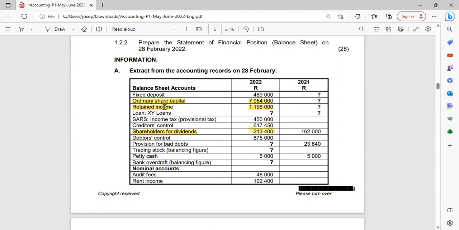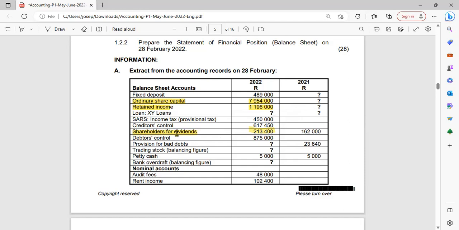So right now we are going to focus on this one, retained income. I highlighted retained income and shareholders for dividends because that is what we are going to need. Then for retained income, we are given 1,196,000, which is the balance at the beginning. Again, we are not given the balance at the beginning, so we have to do some calculations to find out how much our balance at the beginning is, right?